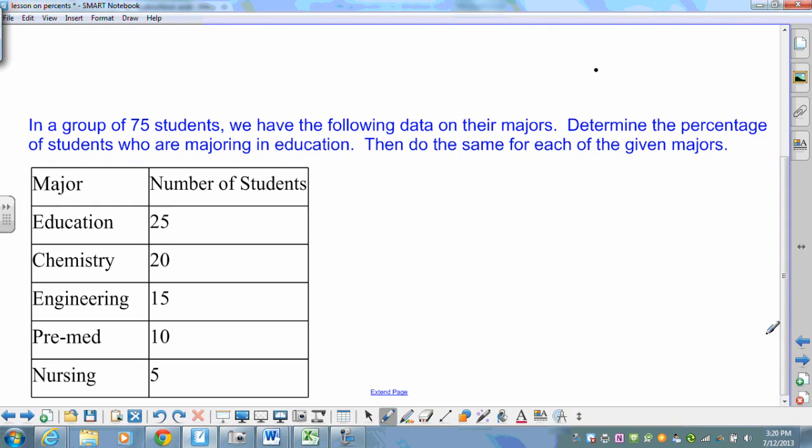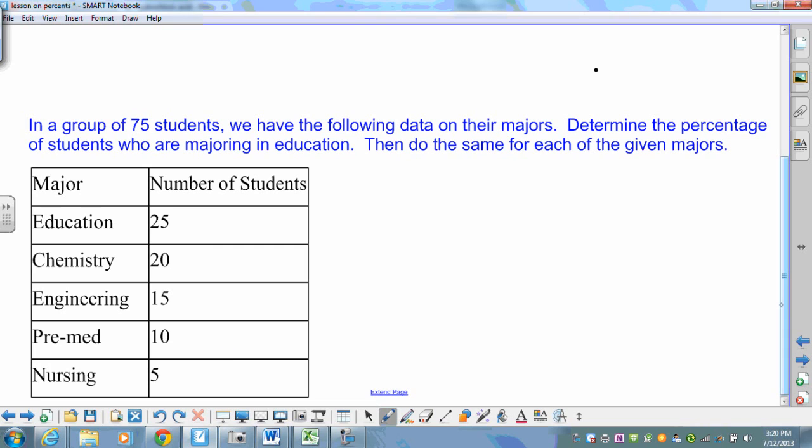Okay, we have a similar question here. In a group of 75 students, we have data on what major each student has selected. Determine the percentage of students who are majoring in education. As a matter of fact, do the same for each of the given majors. So find what percent of the whole are education majors, what percent of the whole are chemistry majors, and so forth. Do it for all of them.